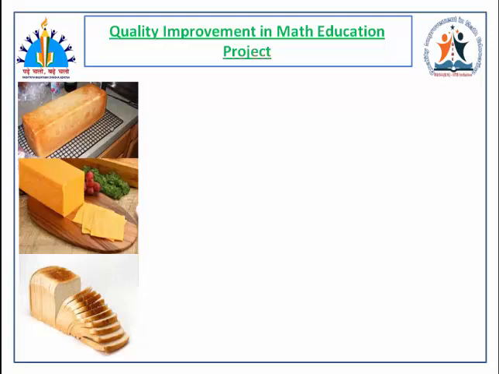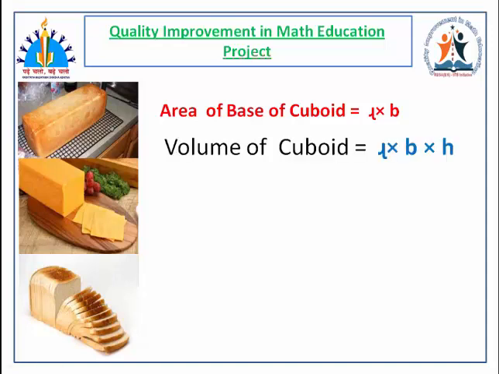It means the volume of cuboid is equal to the area of H rectangles with unit height. We know the area of rectangle is equal to L into B. Therefore, the volume of cuboid is equal to L into B into H, that is area of base into height. This is the general formula to calculate the volume of cuboid.